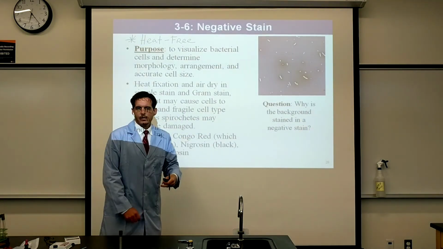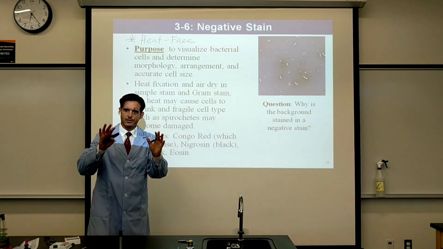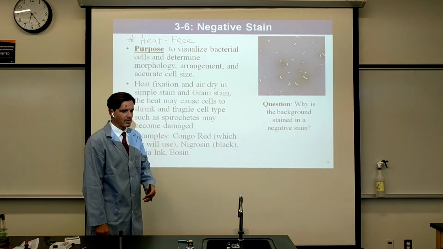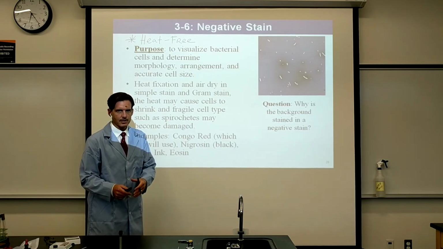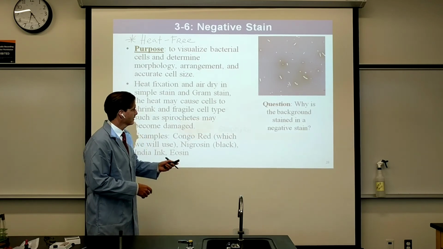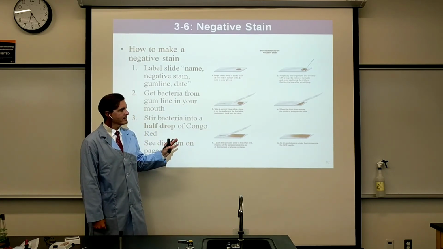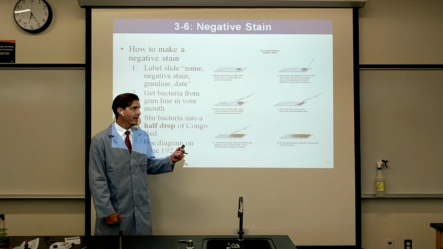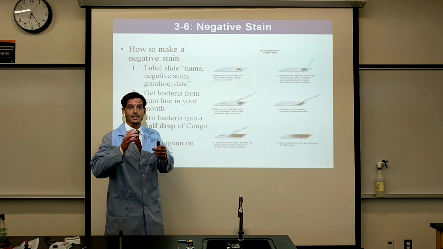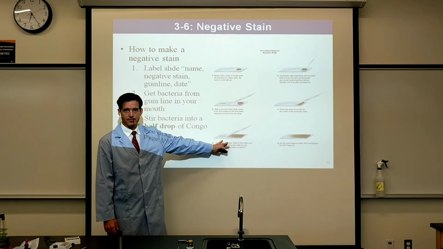Now, to finish things off, I want to tell you a little bit more about how the negative stain is, as I was saying, opposite to the simple stain. But before we do that, I want to take a moment and actually set up the negative stain. So let's see the steps. All right, here are the steps to the negative stain. The reason I want to set it up first is because it takes about 10 minutes to get this negative stain to air dry without the use of heat.